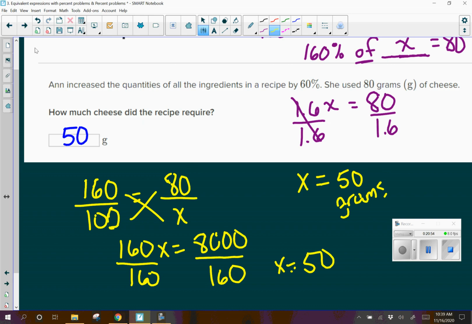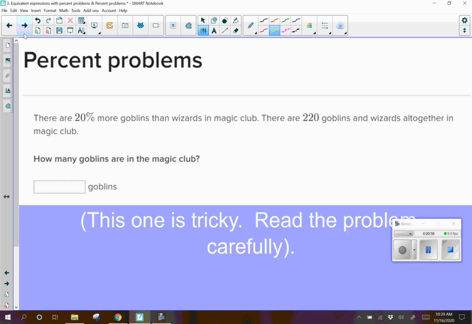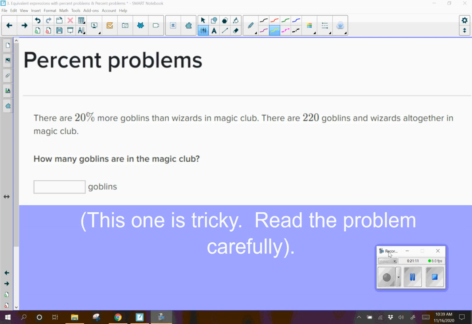All right, let's try another one. There are 20% more goblins than wizards in Magic Club. There are 220 goblins and wizards altogether in Magic Club. How many goblins are there in Magic Club? As you can see, I've already written there, this one is tricky, and to read the problem carefully. So we've got to think of this. We have wizards and we have goblins. So I'm just going to write wizards.